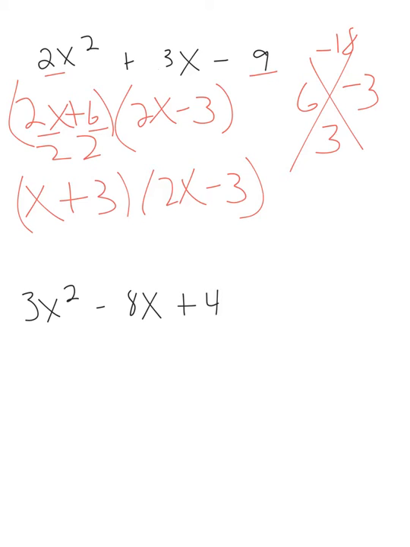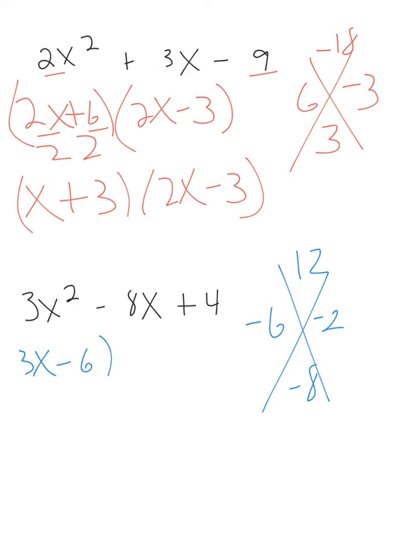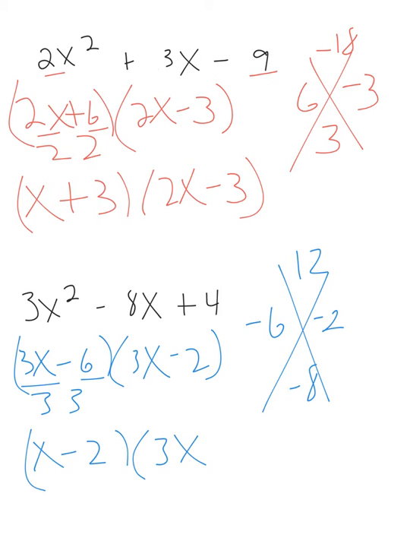Down below, 3 and 4 is 12, and negative 8. Got 12 and 1, that doesn't work. 3 and 4, 6 and 2. Well, 6 times 2 is 12, but that's not going to get me to negative 8. So it looks like I have to have negative 6 times negative 2 gives me that positive 12, and negative 6 plus negative 2 gives me that negative 8. 3x minus 6, 3x minus 2. Simplify, x minus 2, 3x minus 2.